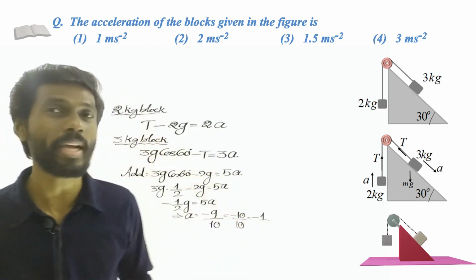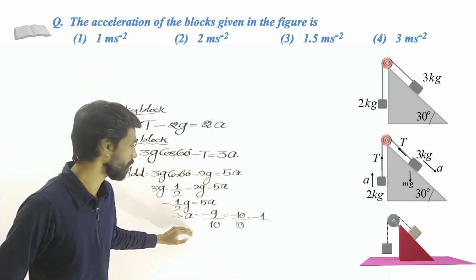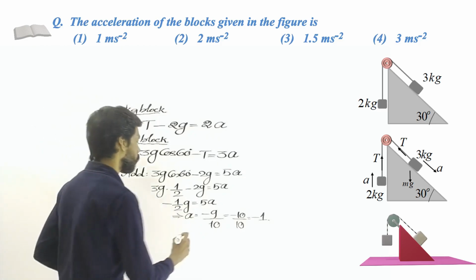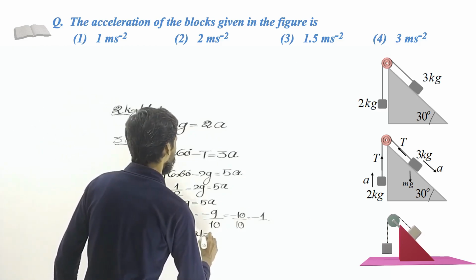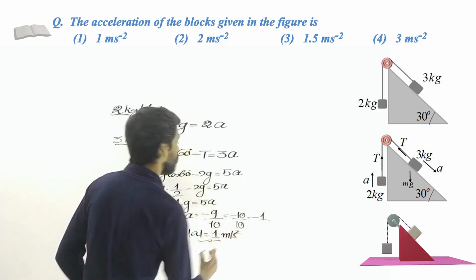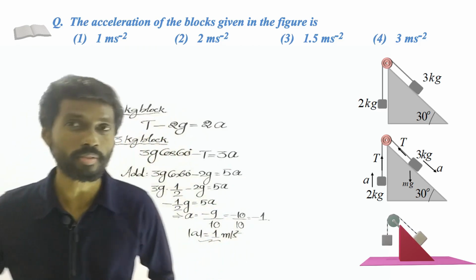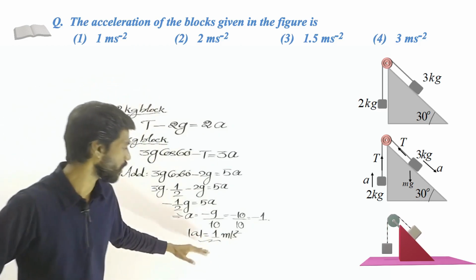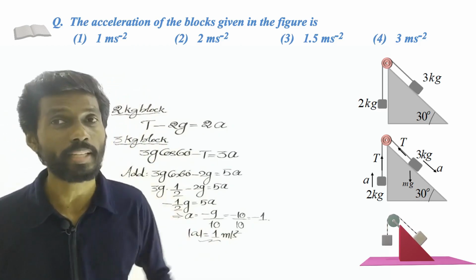So we just need the magnitude of the acceleration, right? So direction doesn't matter. If you only write the magnitude of the acceleration, that is just 1 meter per second square. So that is the acceleration of both the blocks, right? The magnitudes of acceleration of both the blocks, that is 1 meter per second square. Okay.